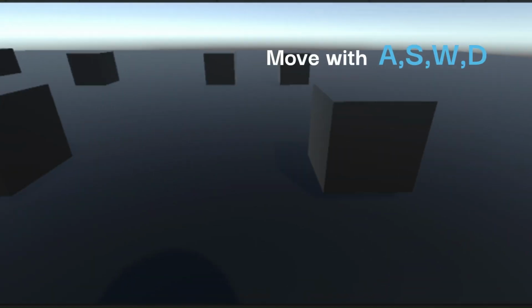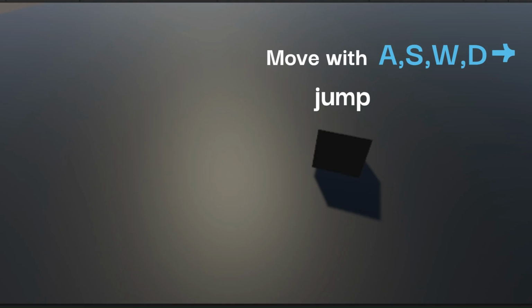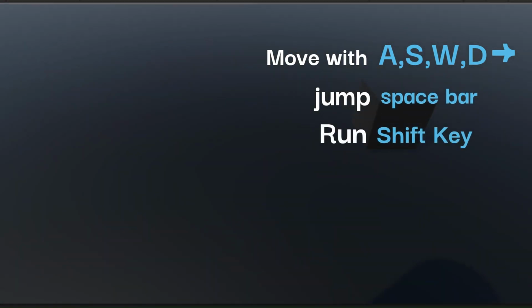And now you have successfully completed player movement. You can move with WASD and with arrow keys, you can jump with spacebar, and you can sprint or run with the shift key. Now that's it for today and part 2 is coming soon.